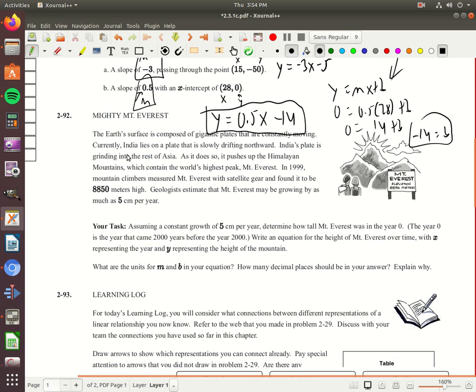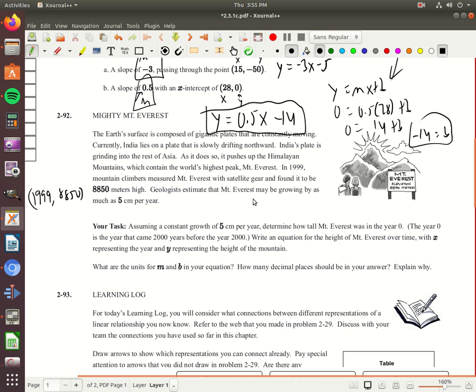The Earth's surface is composed of gigantic plates that are constantly moving. Currently, India lies on a plate that is slowly drifting northward. India's plate is grinding into the rest of Asia. As it does so, it pushes the Himalayan mountains, which contain the world's highest peak, Mount Everest. In 1999, mountain climbers measured Mount Everest with satellite gear and found it to be 8,850 meters tall. So in 1999, it was 8,850 meters tall.